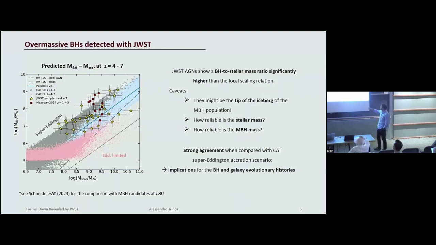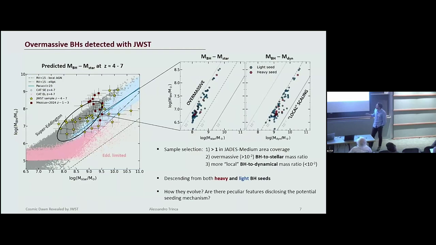So what we can try to do is to see what are the implications for the evolution of this black hole population. What we've done is to select a subsample of these systems such that they're overmassive in terms of black hole mass over stellar mass, but more consistent with the local scaling relation in terms of black hole mass over dynamical mass, as has been suggested by observations. And we can color code them based on the fact that they're descending from light or heavy black hole seeds in the beginning. And we can track back the evolution of both the black hole component and the stellar mass component to see what are the implications for the evolution.